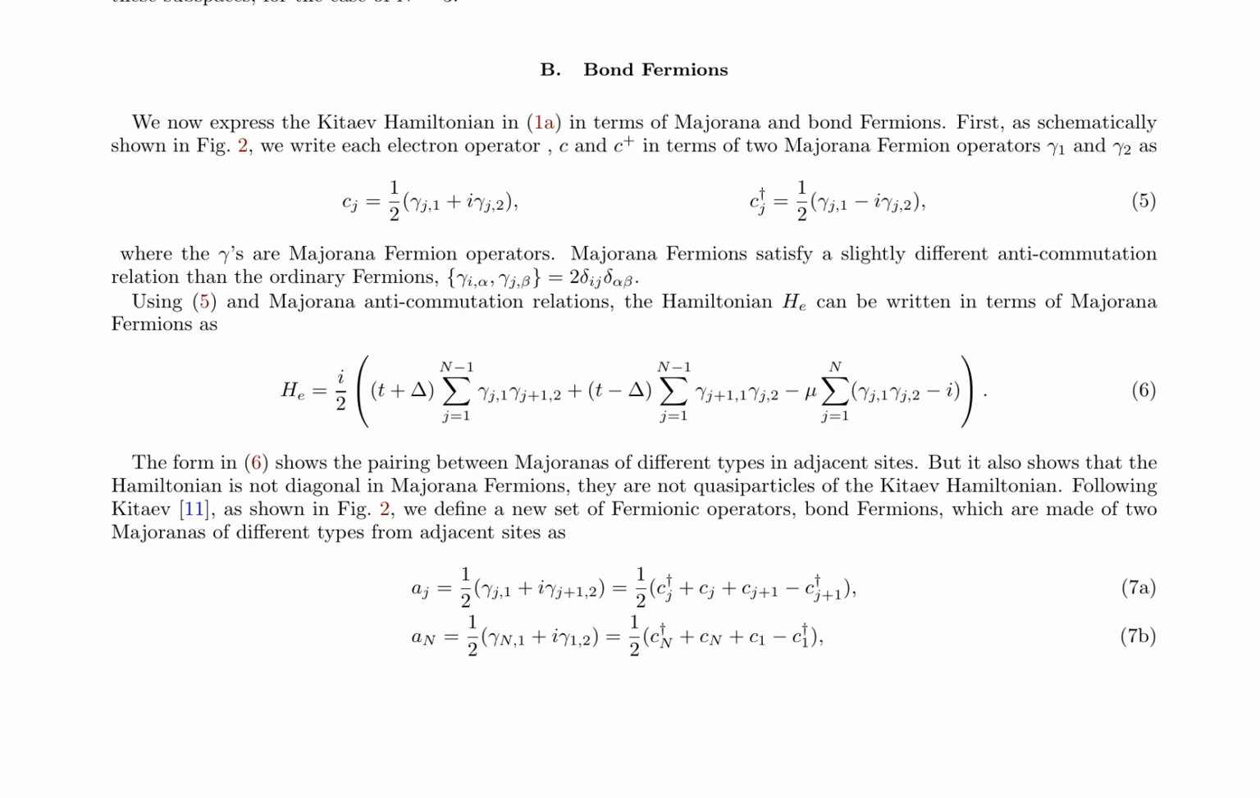To address this, the authors define a new set of fermionic operators, bond fermions, constructed from two Majoranas of different types from adjacent sites. These bond fermions are created by combining creation and annihilation operators of adjacent sites. This transformation allows for a more insightful understanding of the Kitaev Hamiltonian and its quasi-particles, providing a foundation for further analysis and exploration in the field of quantum computing and condensed matter physics.